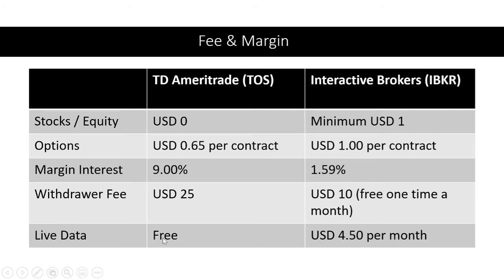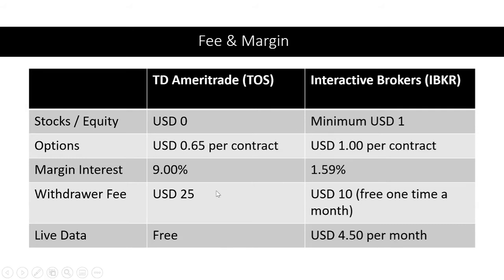Okay, sometimes a trader may need to use live data. For TD Ameritrade, they offer you free live data as long as you have deposited a certain amount inside the account. For Interactive Brokers, you have to pay $4.50 per month if you want to have live data on your platform.